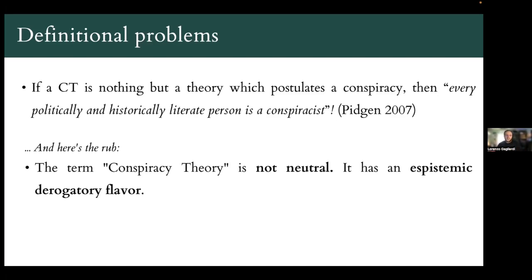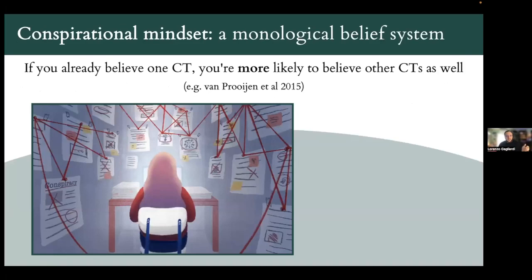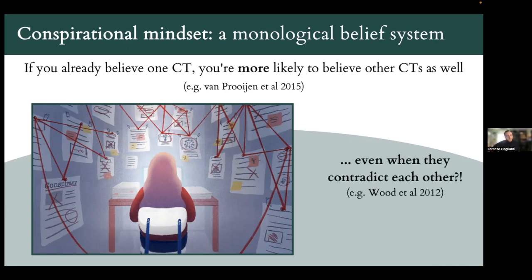Going to the literature, the most robust result in conspiracy studies is that if you believe one conspiracy theory, then you're more likely to believe other conspiracy theories as well. And this has led many scholars to hypothesize the existence of a monological belief system in which each conspiracy belief reinforces the others. But this narrative actually fell apart when some other researchers found that this correlation exists even when theories contradict each other. So you would have people believing that Princess Diana has been killed, also believing that she's still alive, hiding somewhere, and that doesn't make much sense.